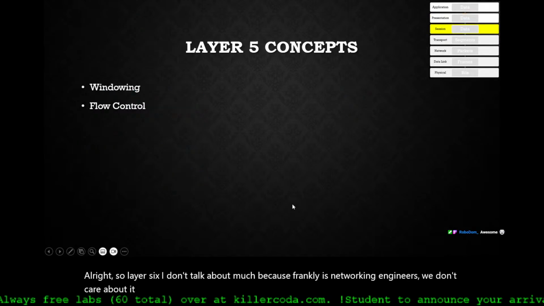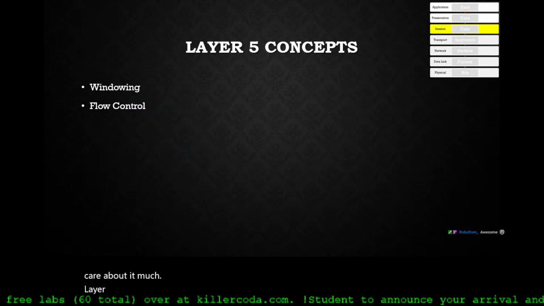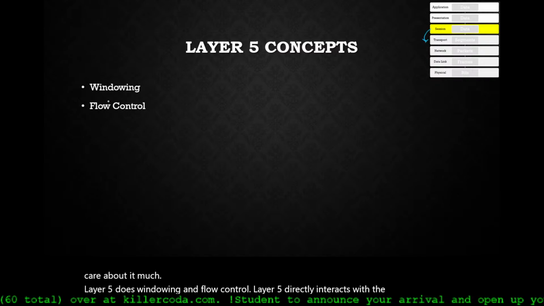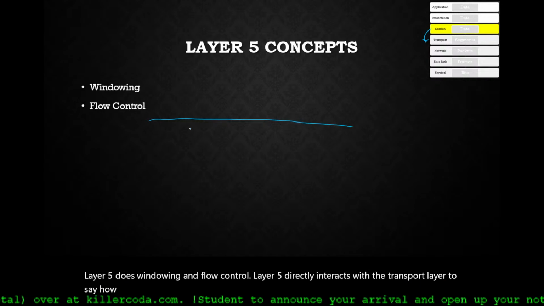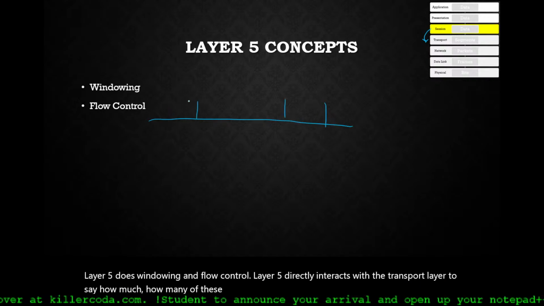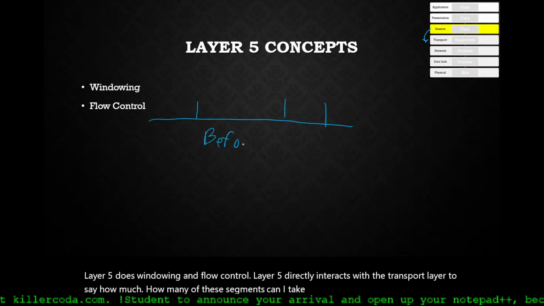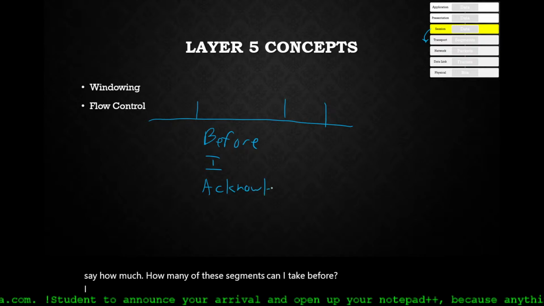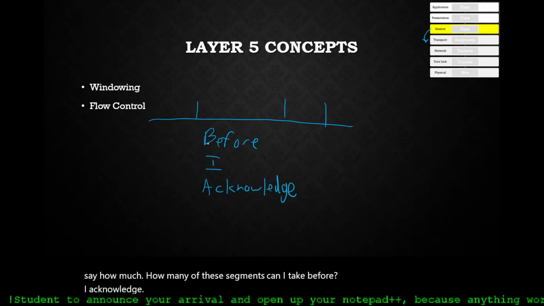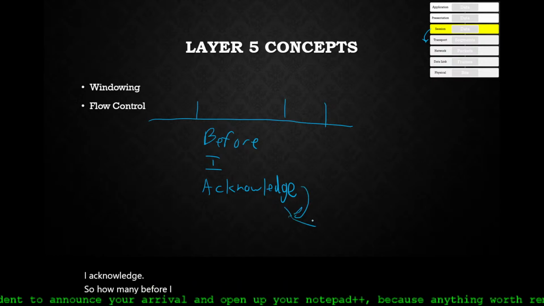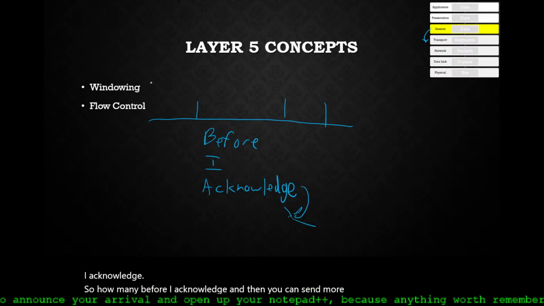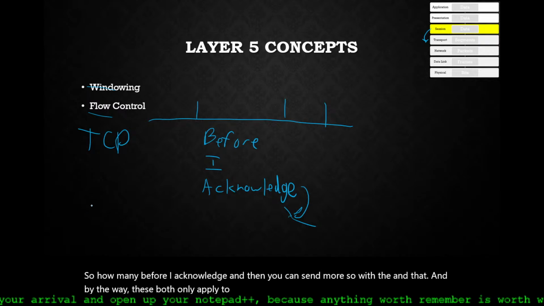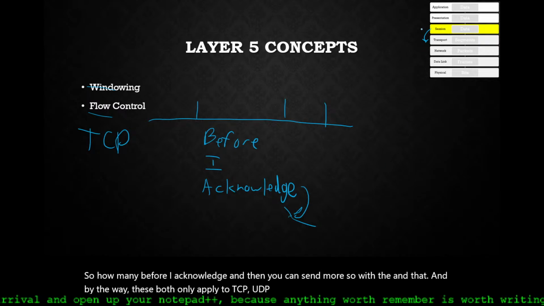Layer 5 does windowing and flow control. Layer 5 directly interacts with the transport layer to say how many of these segments can I take before I acknowledge. So how many before I acknowledge, and then you can send more. And by the way, these both only apply to TCP. UDP does not care about this at all.